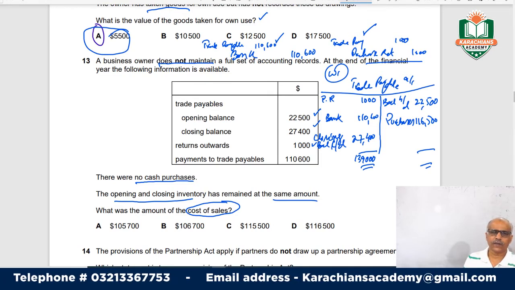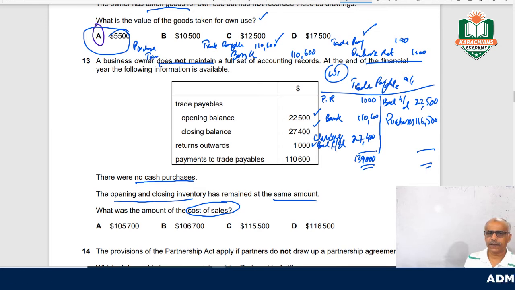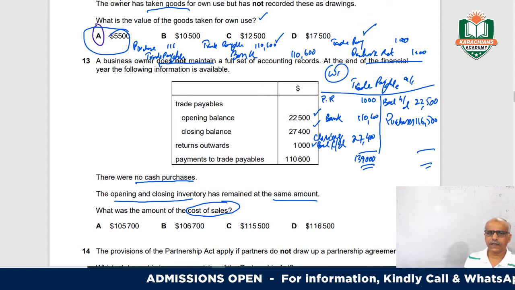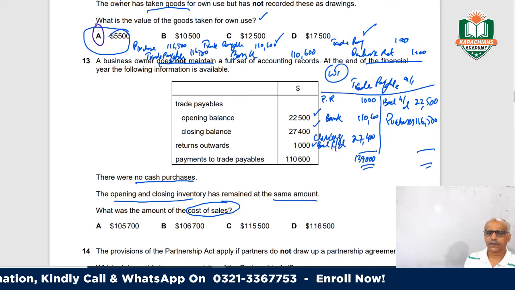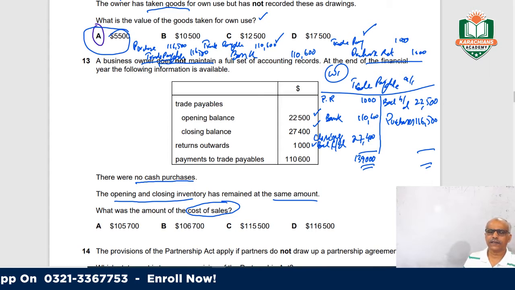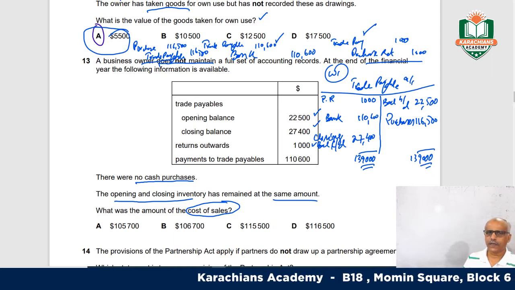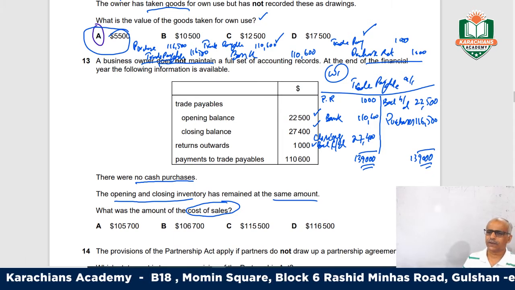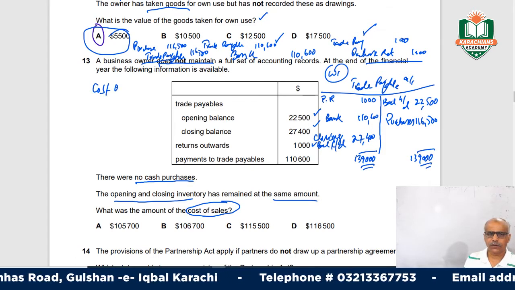What entry is normally made for purchases? We know purchases are debited and trade payable is credited. Actually this entry is made at the time of recording a credit purchase. So in a credit purchase, your trade payable gets credited against purchases. So you have worked out these purchases. There are no cash purchases, only credit, which means these are your total purchases, and we know how to calculate the cost of sales.